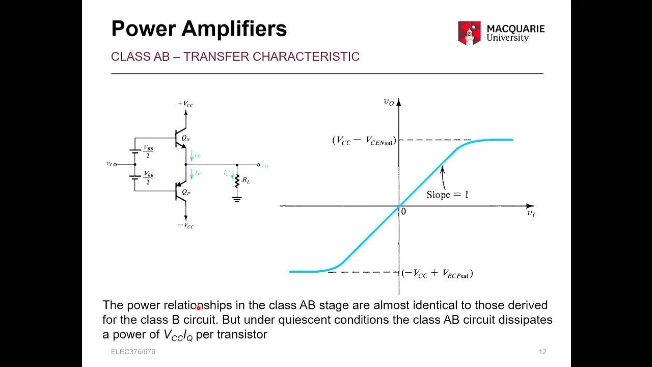One thing to note there, under the quiescent conditions, unlike B, where you'll be dissipating 0 power, here we'll have a power of VCC times IQ, okay, that quiescent current.